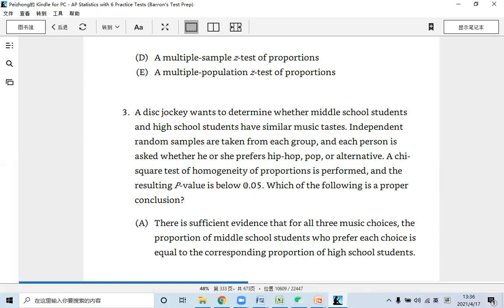The resulting p-value is below 0.05. This means you would get a chi-square value, and you compare it against the critical value for 0.05. It turns out the result is significant. The p-value is less than 0.05. Which of the following is a proper conclusion? What is a conclusion you can make?